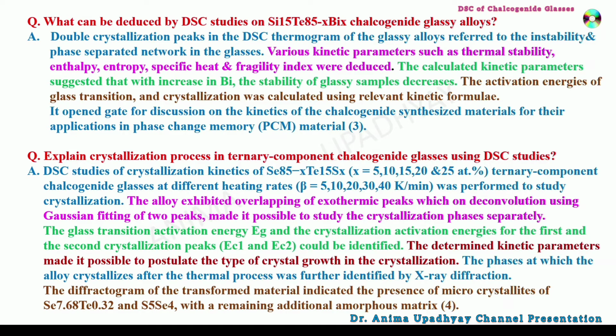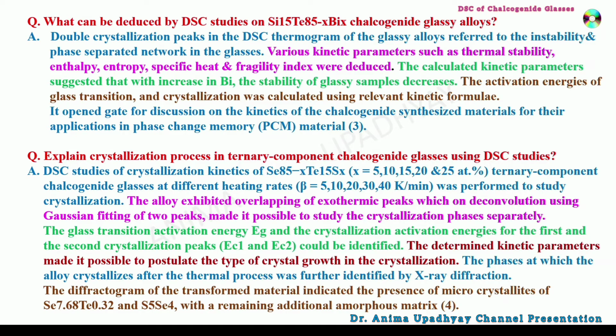The calculated kinetic parameters suggested that with the increase in the concentration of bismuth, the stability of glassy samples decreases. The activation energies of glass transition and crystallization were calculated using relevant kinetic formulae. It also opened the gate for discussion on the kinetics of the synthesized chalcogenide materials for their applications in phase change memory material.